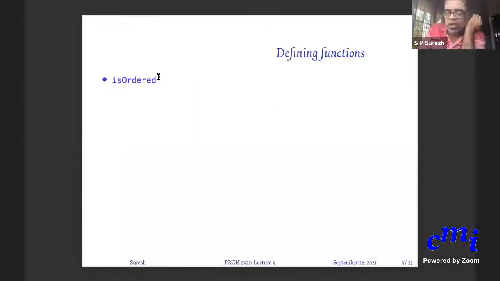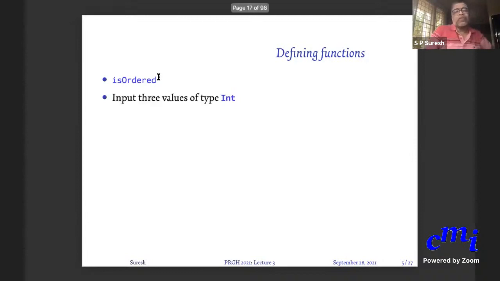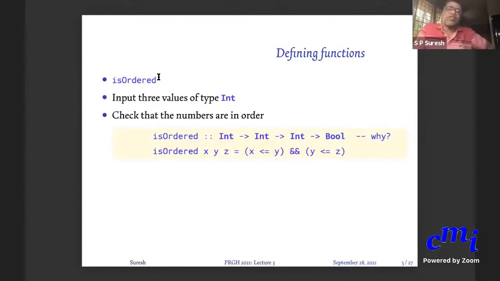Let's define a few functions. In fact, today's class is fully devoted to multiple ways of defining functions. But we'll start with something simple. isordered has 3 inputs of type Int each, and the result is of type Bool. The way we define it is to say isordered, Int arrow Int arrow Int arrow Bool. So for every argument, we put the type and put an arrow after every argument type, and then finally put the result type. It's a question as to why we do it this way. We'll look at this towards the end of the lecture.